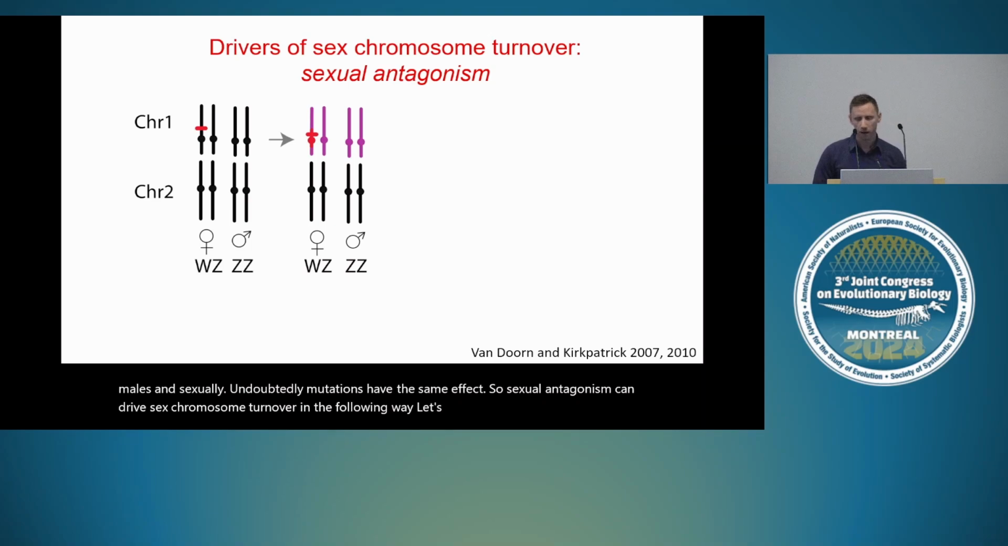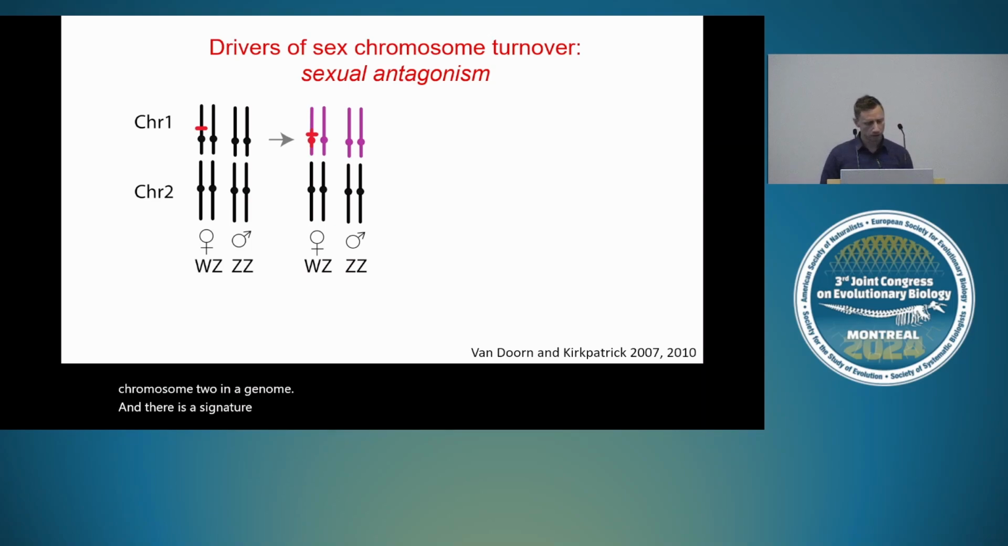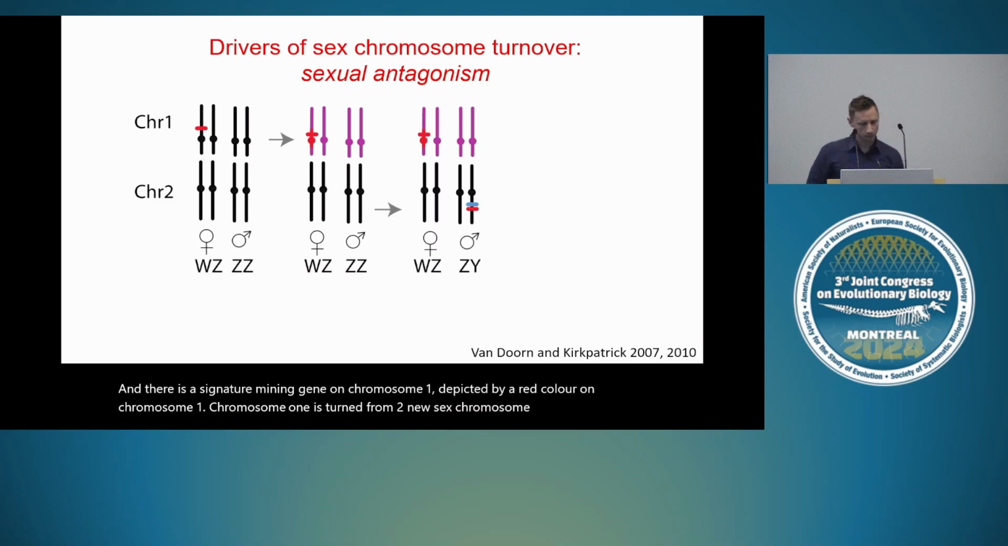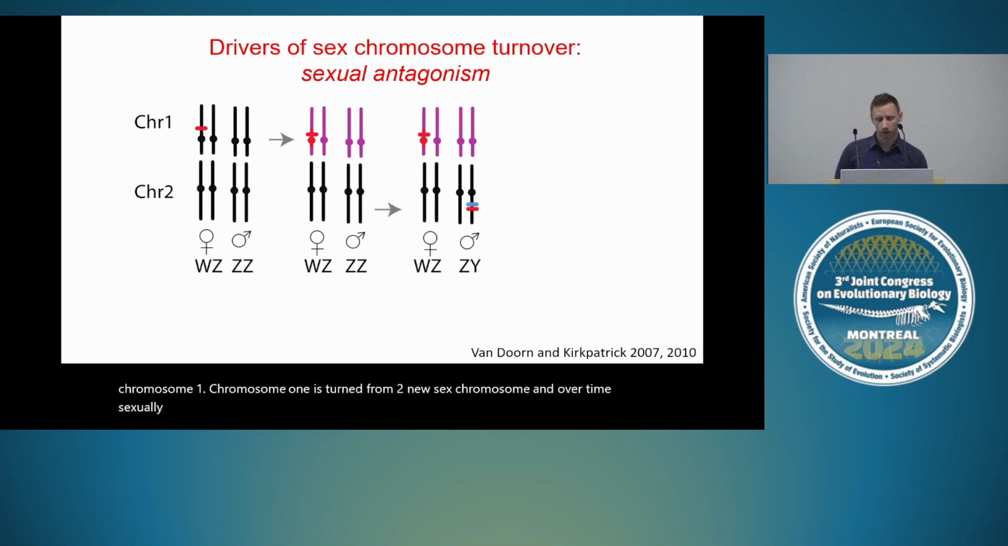Let's imagine chromosome 1 and chromosome 2 in a genome, and there is a sex-determining gene on chromosome 1, depicted by a red color on chromosome 1. And chromosome 1 is transformed to new sex chromosome. And over time, sexually antagonistic mutation can arise somewhere else in the genome. In this example on chromosome 2, and this mutation favors establishment of new sex-determining gene. This sex-determining gene is depicted by red color, and sexual antagonistic mutation is depicted by blue color on chromosome 2.